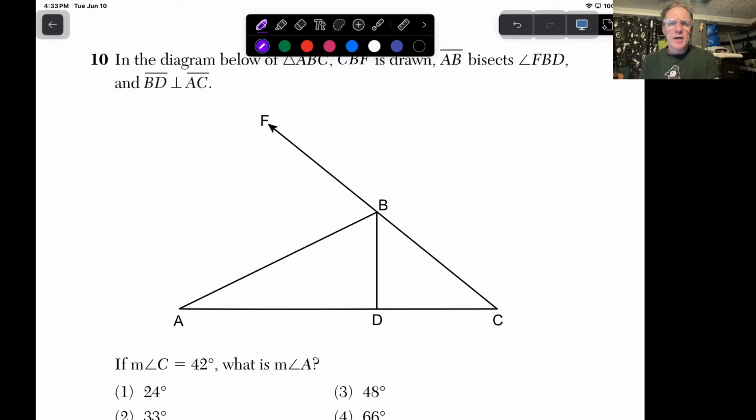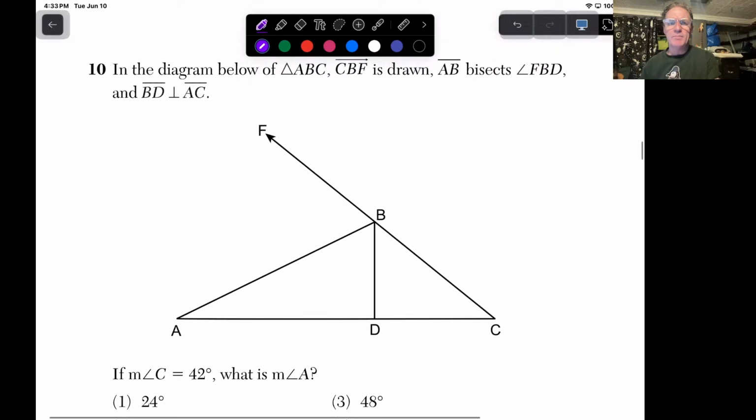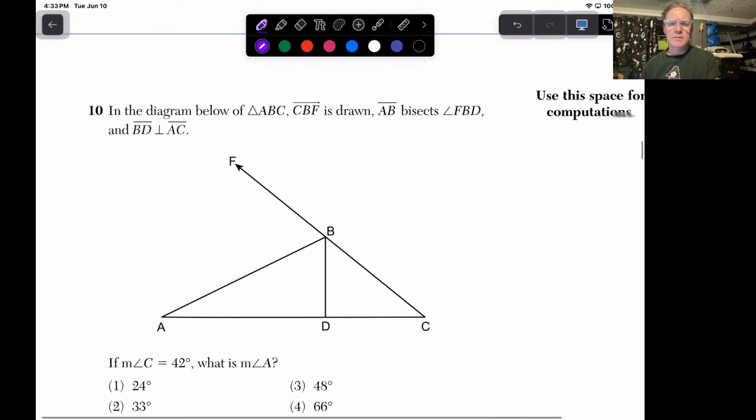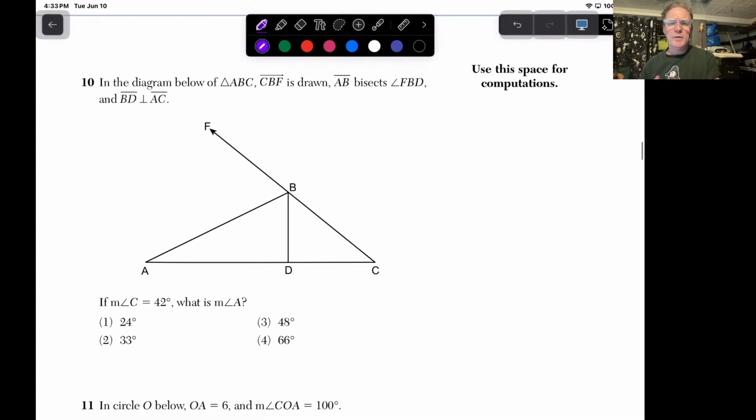In the diagram below of triangle ABC, CBF is drawn, AB bisects FBD, and BD is perpendicular to AC. So if the measure of angle C is 42, what is the measure of angle A? All right, this one's got a lot going on to it. So let's just take a look. I'm basically going to think about using the angle sum theorem here. There are probably a lot of different ways to solve this problem, but this is just how I'm going to go about it.